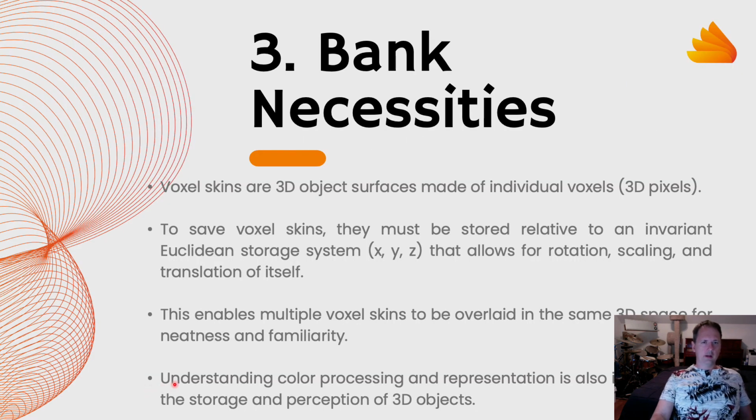Okay, so why is the bank necessary? For one thing, voxel skins are 3D objects made up of individual voxels, like 3D pixels, so you need this storage space for putting them. To save voxel skins, they must be stored relative to an invariant Euclidean storage system like XYZ, and allow for rotation, scaling, and translation of that Euclidean space. This enables multiple voxel skins to be overlaid in the same 3D space for neatness and familiarity. And then we'll also look a little bit later at color representation and perception.